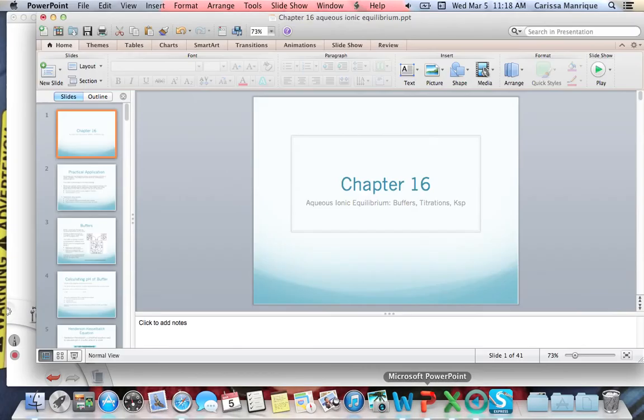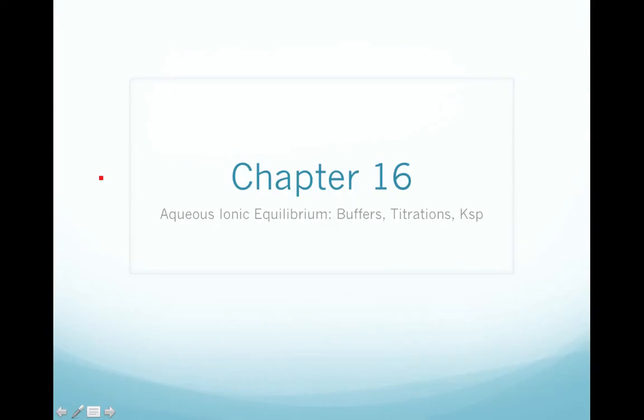Okay, now we're going to look at chapter 16, and we're going to start with buffers. This is an application directly dealing with biochemistry and chiropractic, because your blood has a natural buffer in it, and if it gets off balance, it can cause all sorts of sicknesses. So let's look at how buffers work, and there's a formula for this, and we'll look into all of that.